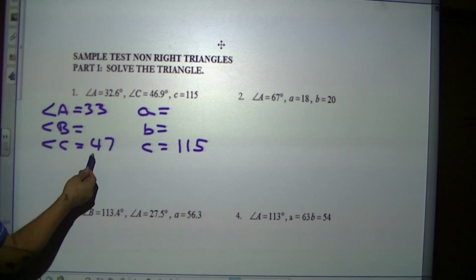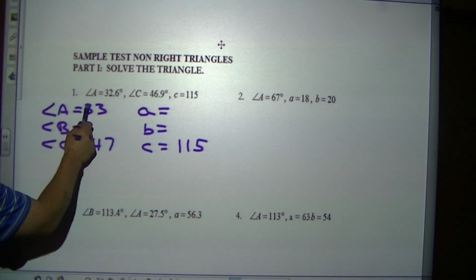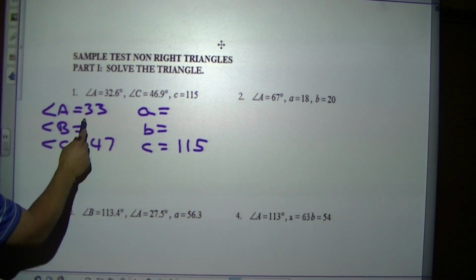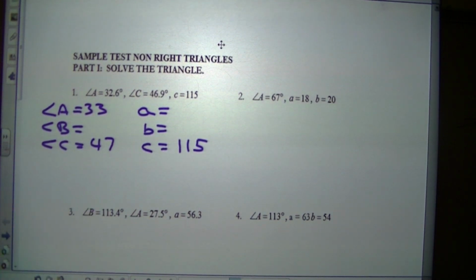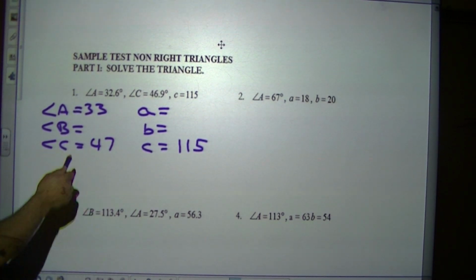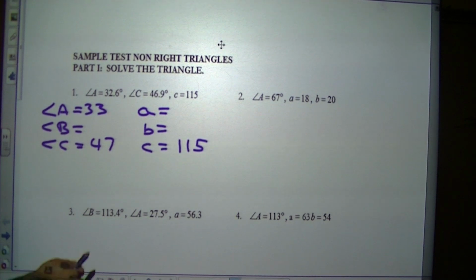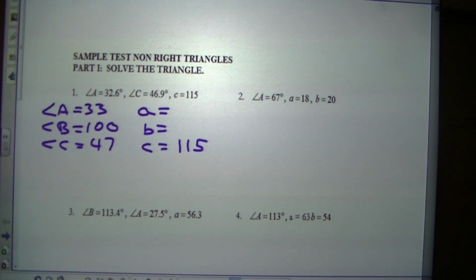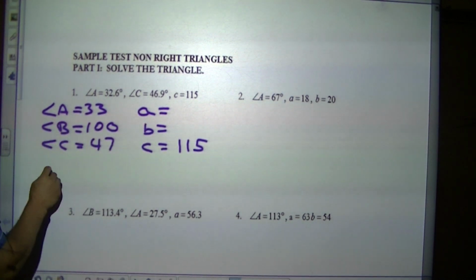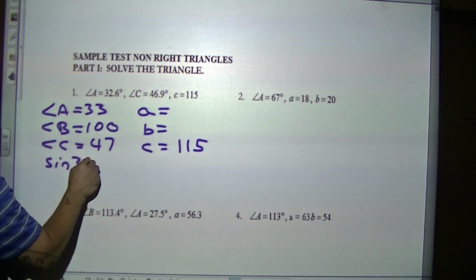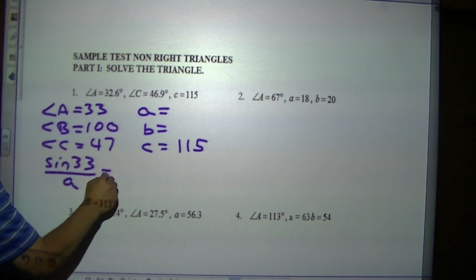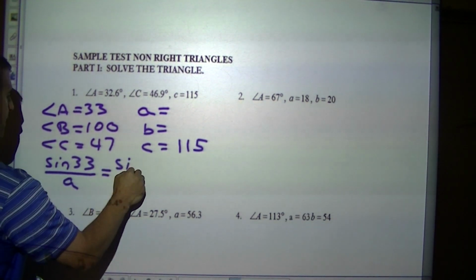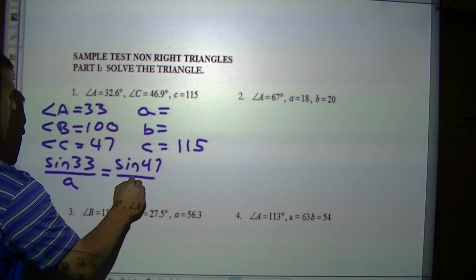Now, when you have these, this is going to be regular law of sines. What's logical here is you can figure out B just by basic 180 minus these two. So that's going to end up being about 100 degrees. I'm going to find one angle, one side at a time. So I got sine of 33 over little a equals, the only one I can set it equal to is sine of 47 over 115.